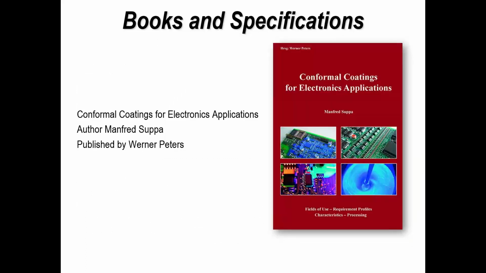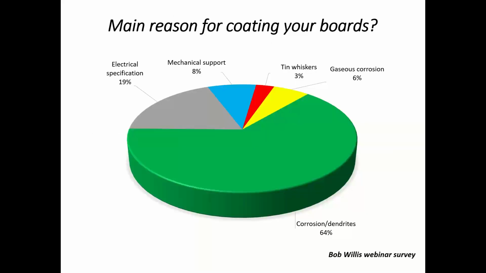At this moment in time, the best book on conformal coatings is this, written by Manfred Suppa. He's an engineer from Werner Peters, and this book was written by himself and a couple of other engineers, and it really is the best book that's currently available in the industry on conformal coatings. Again, you can search online for where you can source that book.